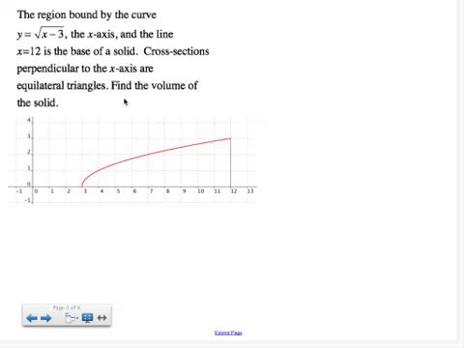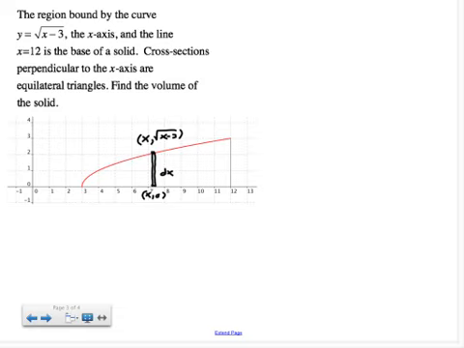Okay, so how are we going to go about doing this? Well, we're going to do what we've been doing, which is to draw a rectangle that represents one slice of this region, and we're going to ask ourselves, what role do the dimensions of this rectangle play in the overall dimensions of the solid here? Okay, so again, I'm going to draw generic coordinates on this rectangle, x comma 0, and x comma, in this case, the square root of x minus 3. I know that the width of this rectangle is arbitrary dx.